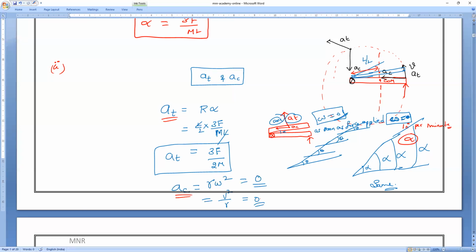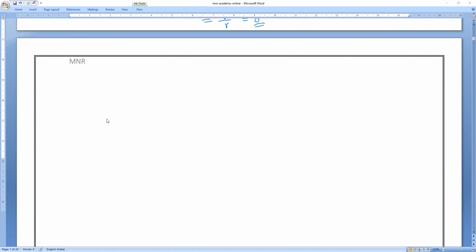So now we want to find net acceleration. What is the way to find the net acceleration? Everybody, net acceleration formula, please. Murali, tell me the net acceleration formula. Net acceleration is equal to root over AC square plus AT square. So you can do that and get the net acceleration.